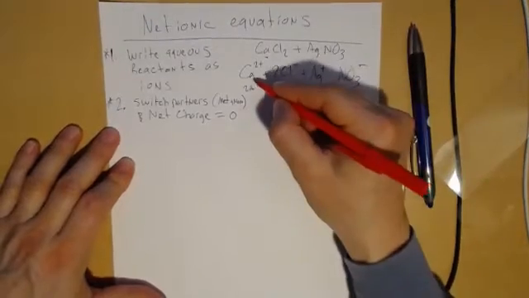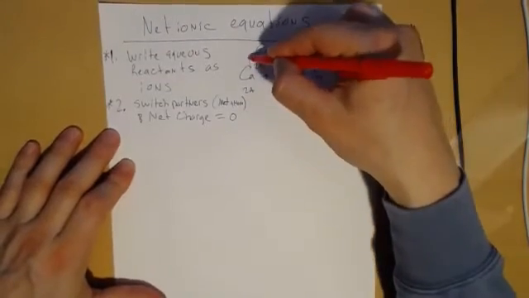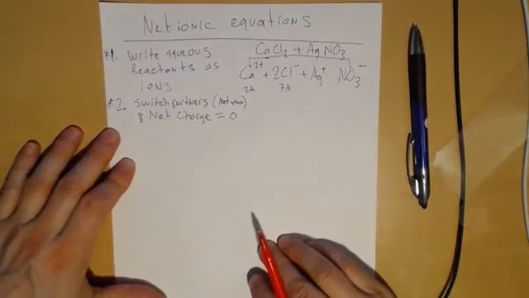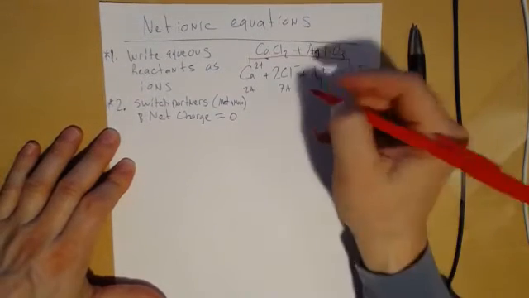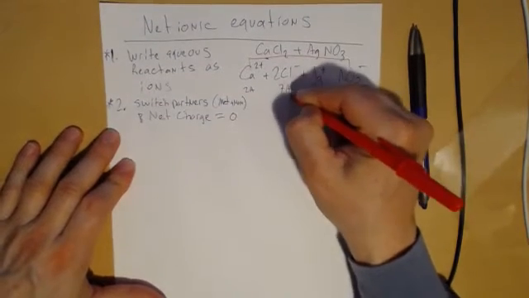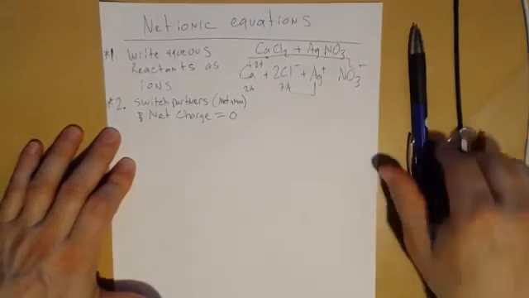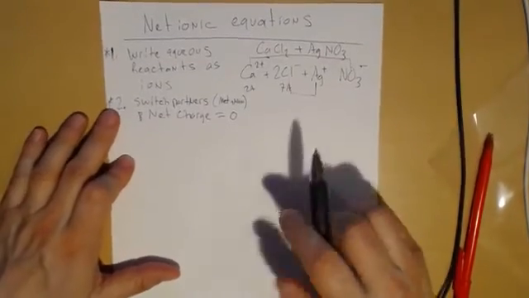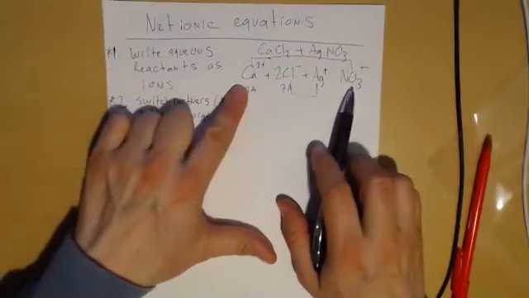Calcium is going to go with nitrate. It was already with chloride, so that's the only way it can go. And silver is going to go with chloride. So how will calcium and nitrate come together? How will they make a 0?